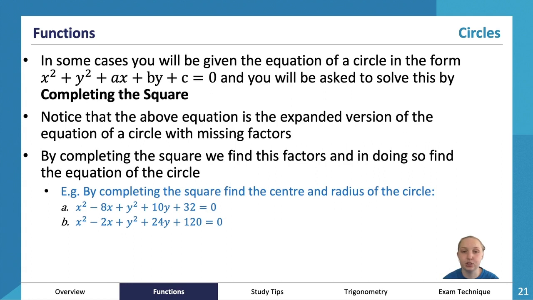So by completing the square, you find the missing factors so that you can then find the whole equation of the circle. Now, completing the square is something that you do look at in year 10, which is why I don't have an example of it just yet. So what I'm going to get you to do is have a go completing the square for a and for b. I'll give you probably about a minute or so. See if you can remember it. If you don't, we're going to go through it together anyway. So see what you remember about completing the square, and then we'll go through the example together.